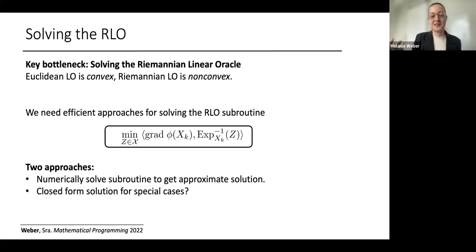Or what is sort of the ideal case is if we could actually find an exact solution to that subroutine, ideally in the sense of a closed form solution, and then there wouldn't be any approximation error, of course. And a closed form solution is also much faster to implement. So from a computational perspective, that would certainly be preferable.